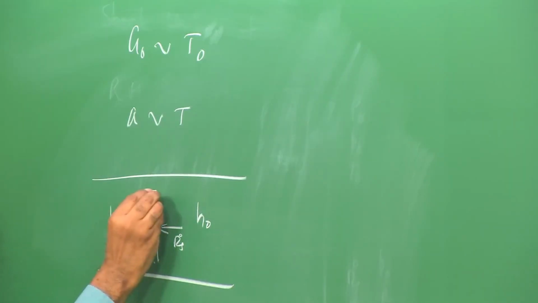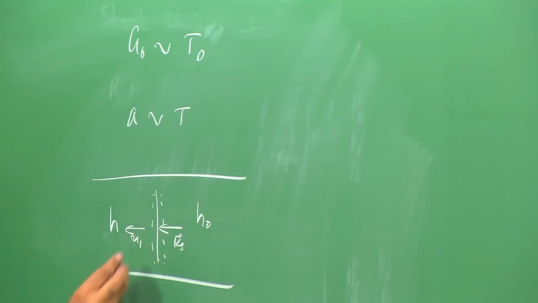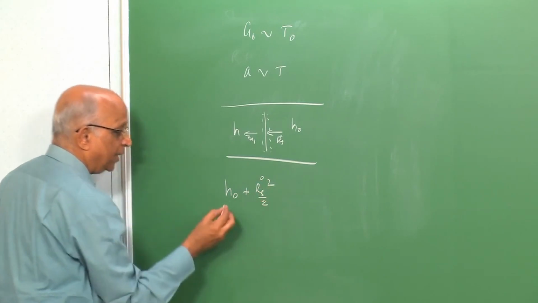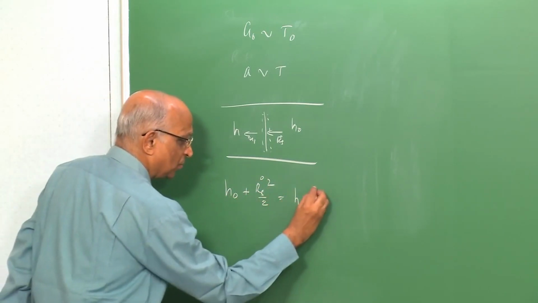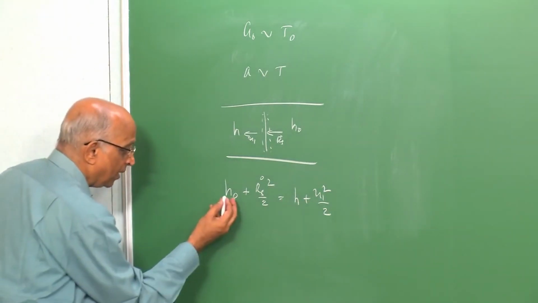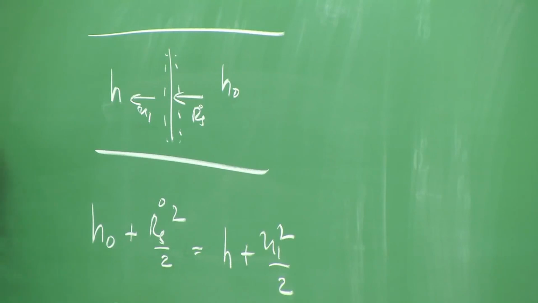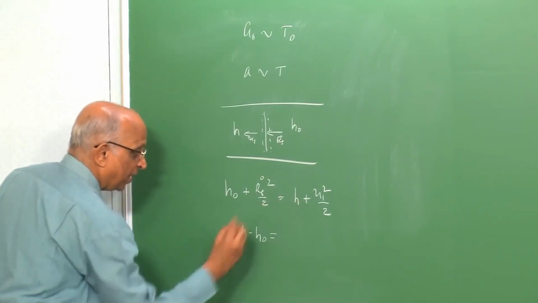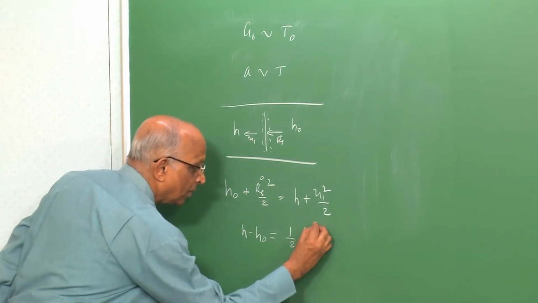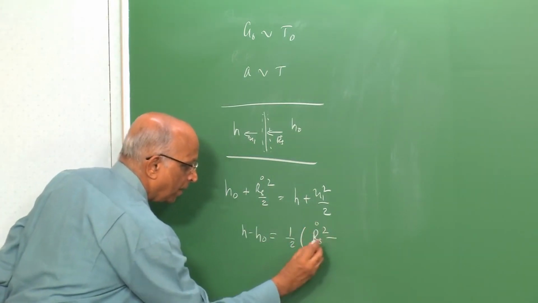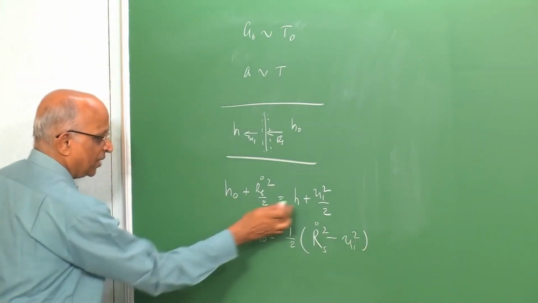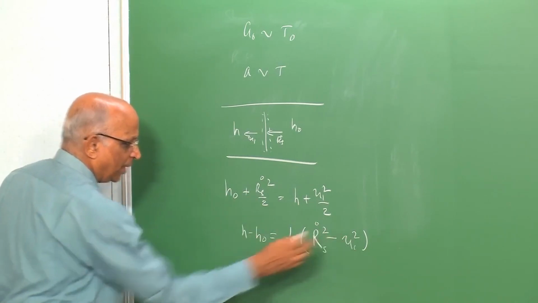We talked in terms of the control volume, and what did we say, that the equation across the control volume becomes h 0 plus rs dot divided by 2, kinetic energy plus enthalpy, is equal to h plus u1 square divided by 2. Or rather, from this particular equation I get h minus h 0 is equal to half into rs dot square minus u1 square.